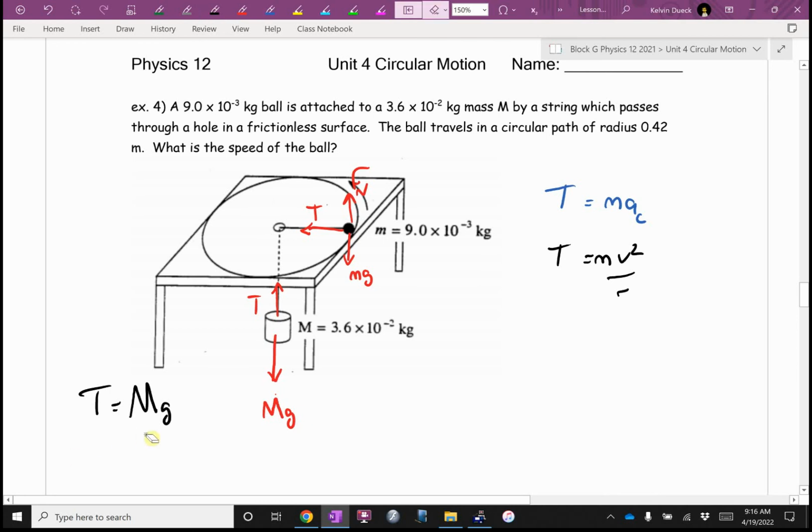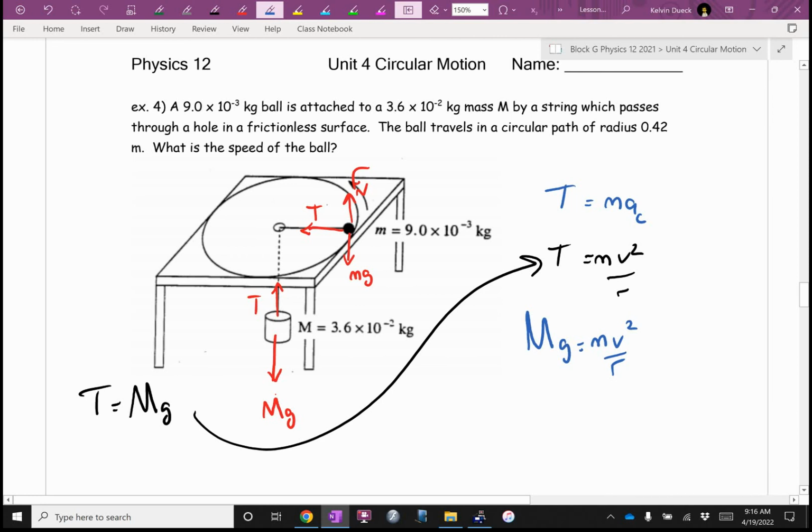Zach, what is tension equal to? Big mg. What is tension equal to? So what can I replace tension with? Same thing. So over here, big mg equals little m v squared over r. So you were right, sort of. It is a force of gravity, not the one you were thinking of. It's the other one. Because this is in balance and equilibrium. Now I can get the v by itself times the r, divide little m, square root.